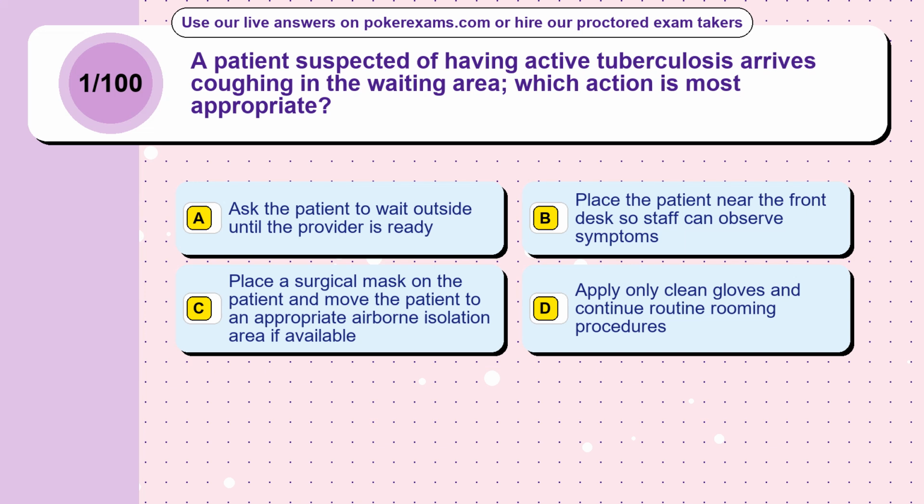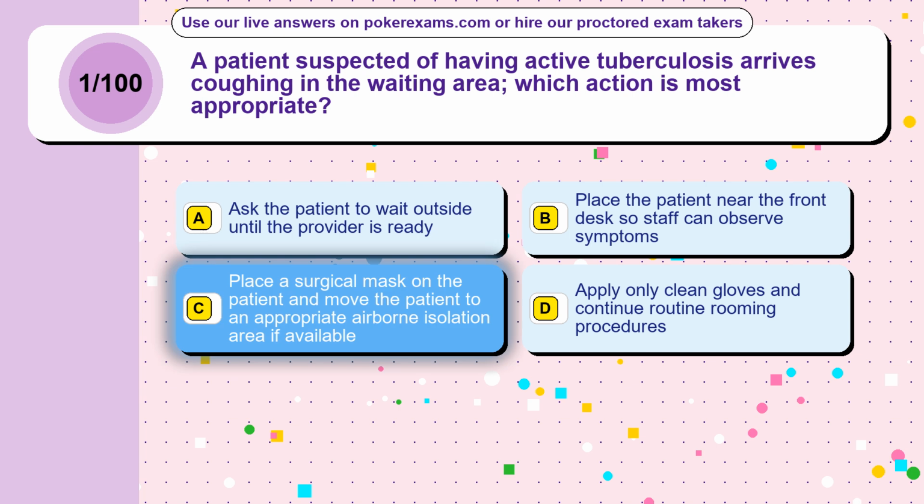Question 1. A patient suspected of having active tuberculosis arrives coughing in the waiting area. Which action is most appropriate? Option A. Ask the patient to wait outside until the provider is ready. Option B. Place the patient near the front desk so staff can observe symptoms. Option C. Place a surgical mask on the patient and move the patient to an appropriate airborne isolation area if available. Option D. Apply only clean gloves and continue routine rooming procedures.